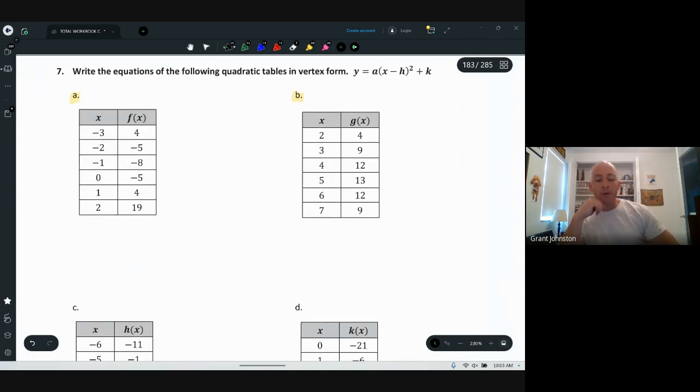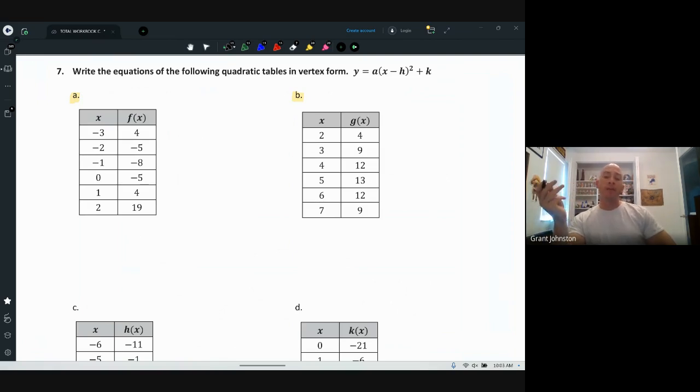Write the equations of the following quadratic tables in vertex form. So just like with the graphs, we have the same sort of concept. We are going to have to get the vertex first. Now, remember when you think of a vertex, it's either the maximum point, so like up at the top, where it changes from increasing to decreasing, or it could be the minimum point, where it's going from decreasing and then it goes up to increasing. So it's that point where it changes.